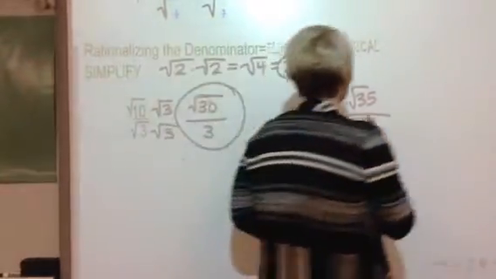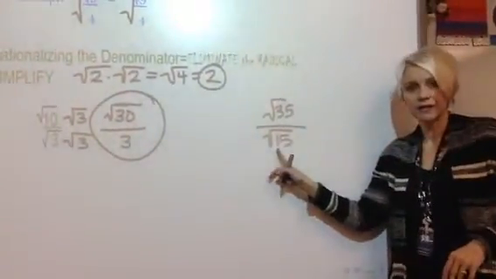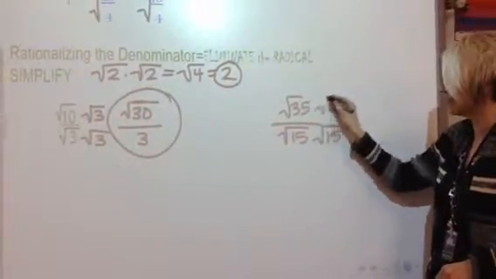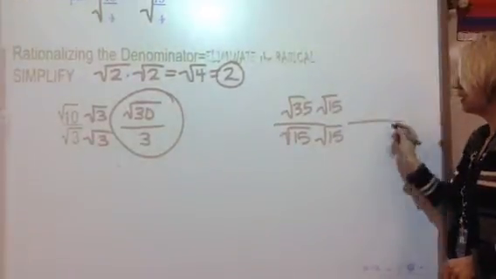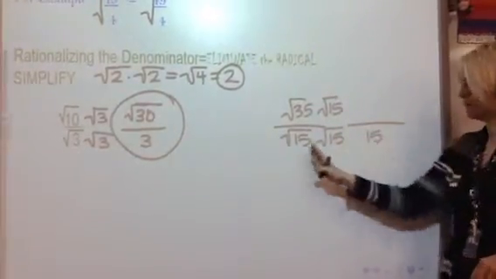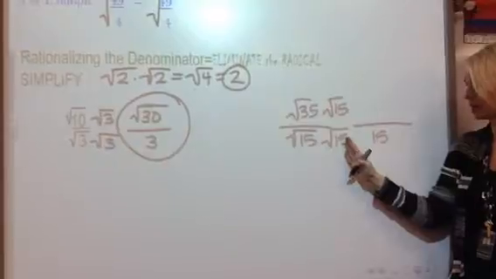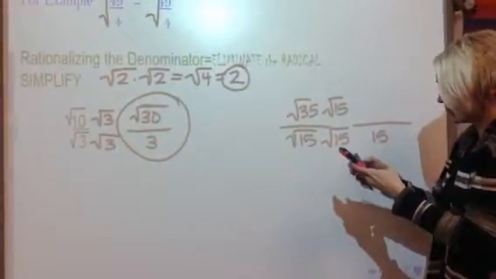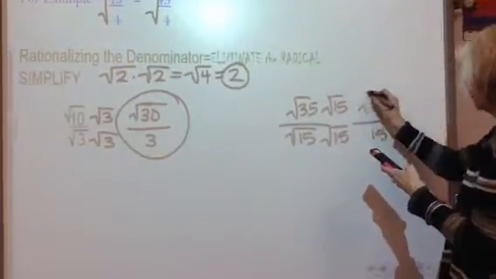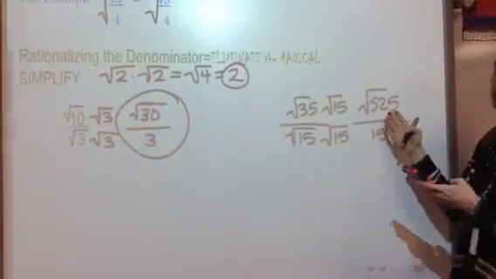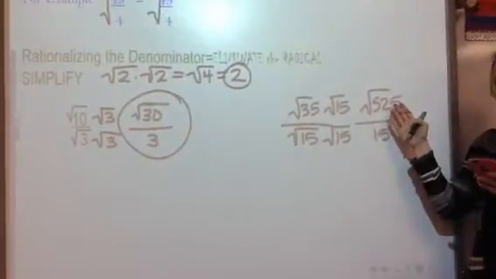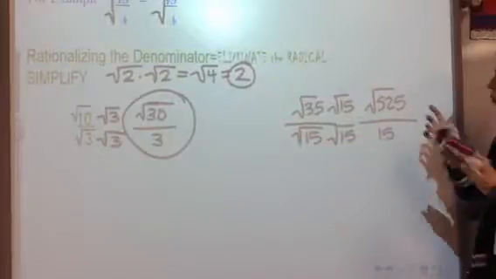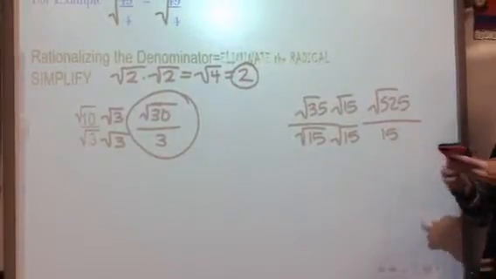Let's try another example here. How do I get rid of this in the denominator? Multiply it by itself. So I multiply by radical 15, radical 15. And so in the denominator, you know you're going to have 15 because radical 15 times radical 15 is 15. So then in the numerator, I do 35 times 15, and I get radical 525. Now, we know that we cannot take radical 525. It's not a perfect square. So I have to think of the greatest perfect square that can fit inside there.